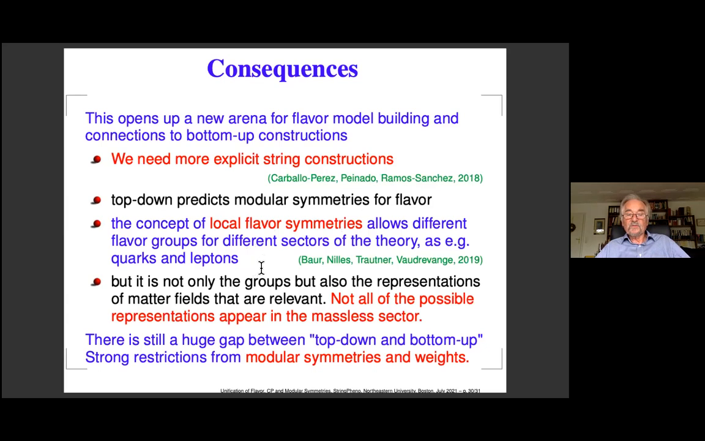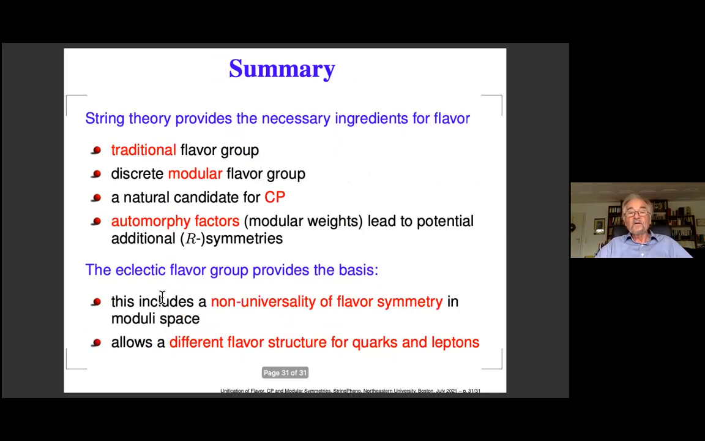But we have, of course, to be careful in model constructions in the bottom up, in the sense that not all the possible representations appear in the massless sector. They all appear, but some of them are heavy. For example, the doublets of T', the doublets of Δ(54) typically are winding states. So there is still a huge gap between the top down and bottom up, but there are strong restrictions from the modular symmetries, the representations, and the weights. The summaries you can read by yourself.